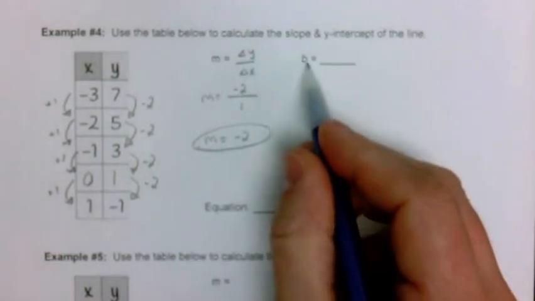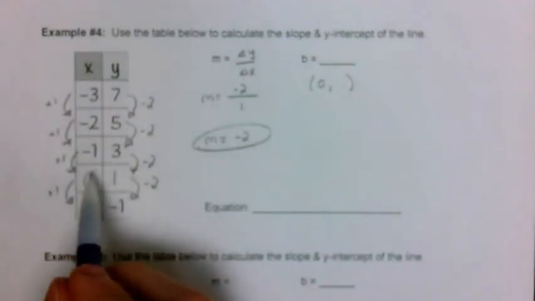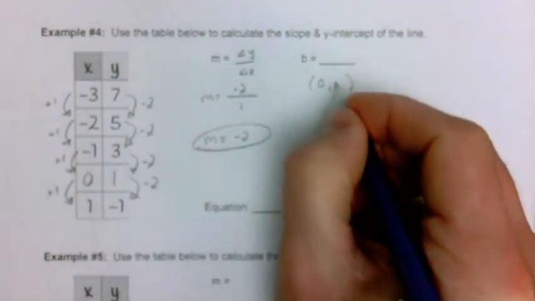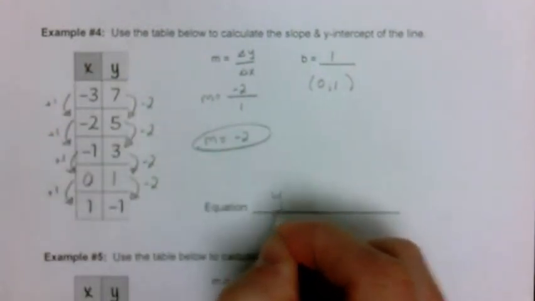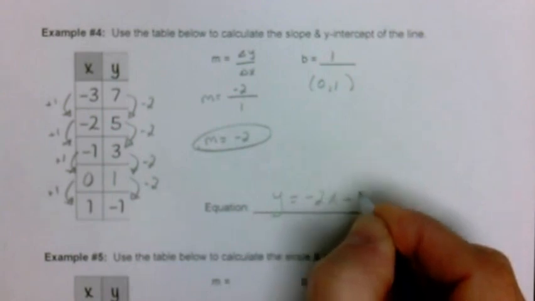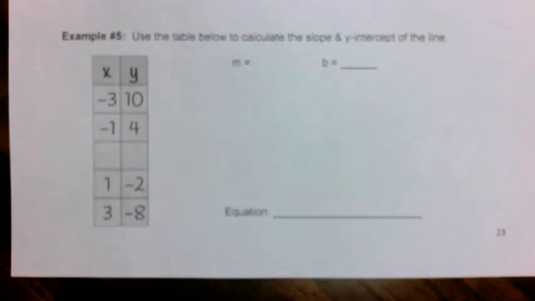For our y-intercept b, that's at the point when x equals 0. Here is where x is 0, y is 1, so the b value is 1. And so the equation of the line that goes through these points from the table is y equals negative 2x plus 1.